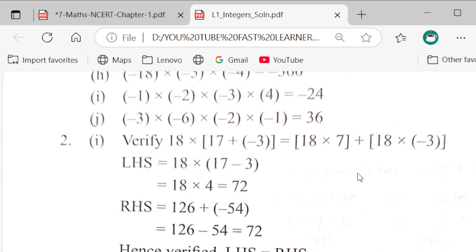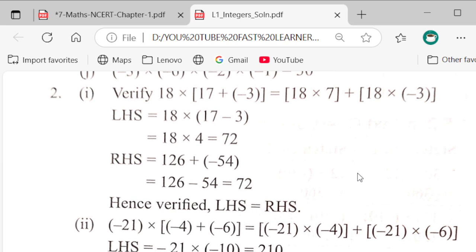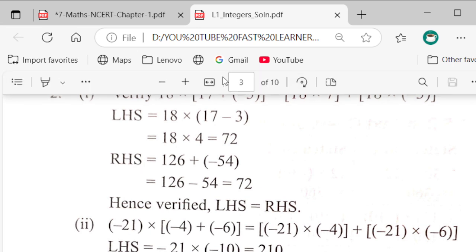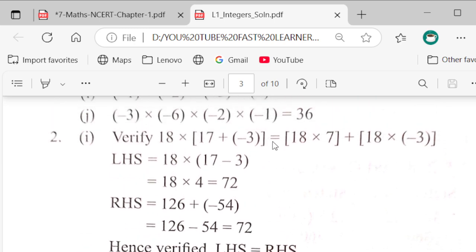Let's do verification. Here we have to verify. Now see, verification is a question where you have to verify a statement to see that it is correct. Okay, so here this is known as left hand side, this portion. Sorry children. This portion is left hand side and this is the right hand side.